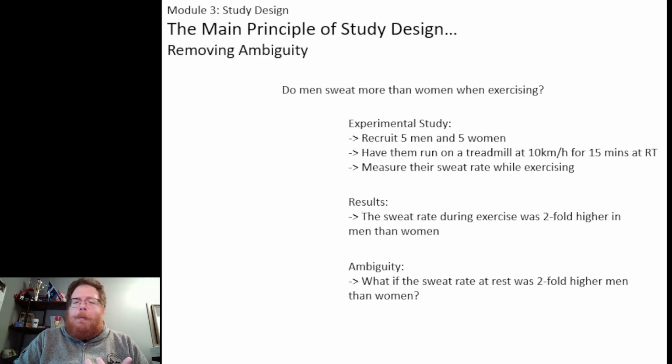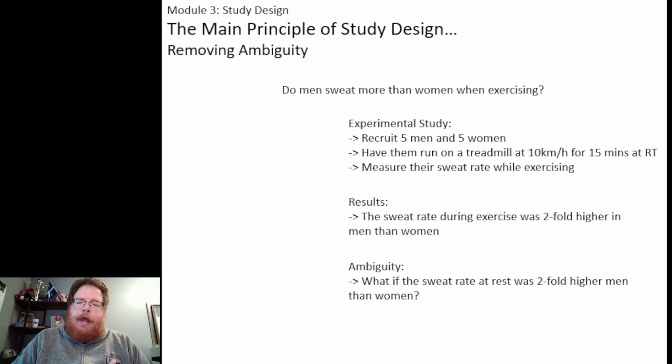You might say, well, but we kept them at room temperature, so people don't usually sweat at rest at room temperature, do they? I mean, certainly you could try to argue and use logic to say there shouldn't be a difference in sweat rate between men and women at rest because we don't expect them to be sweating at all. And therefore, the difference that we're seeing during exercise is due to differences in how they respond to exercise in terms of sweat. You could try to do that.